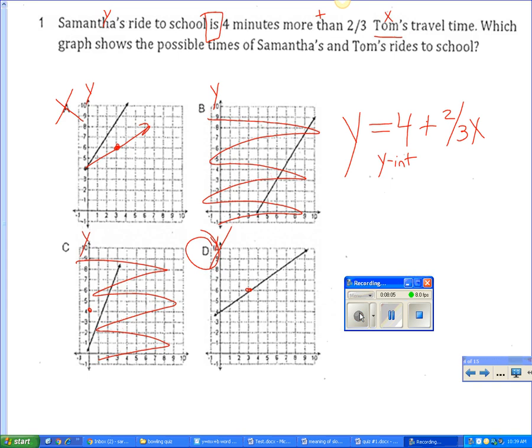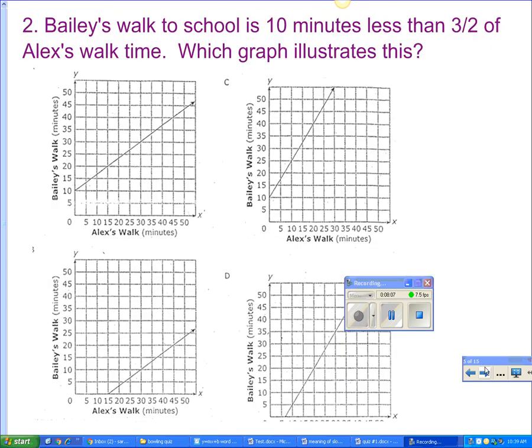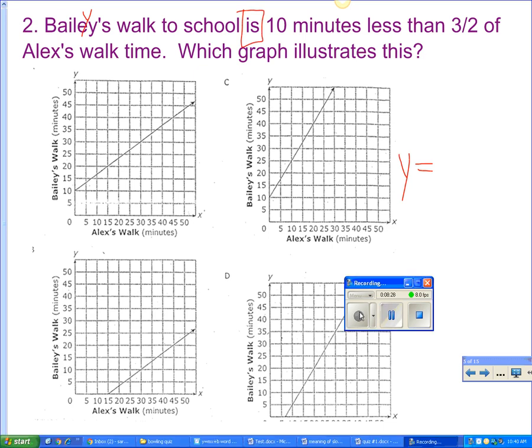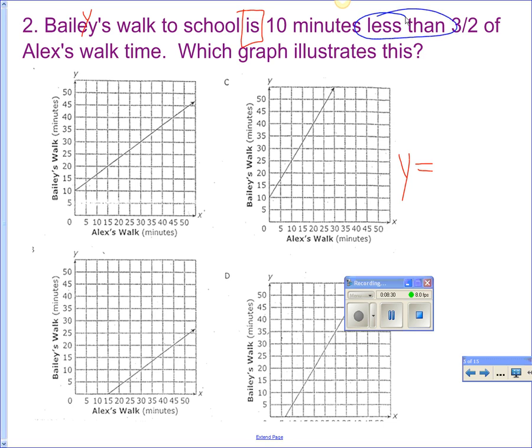All right. Number 2. Bailey's walk to school is 10 minutes less than 3/2 Alex's walk time. Which graph illustrates this? First thing I want you to do is write a Y equals. Which person is Y in this case? Bailey. So we're letting Bailey be Y. Bailey's walk to school is. Okay. Now, let me go ahead and say it on the thing. This word less than, circle that. Circle less than and put arrows with it. Okay. Less than is a tricky one.